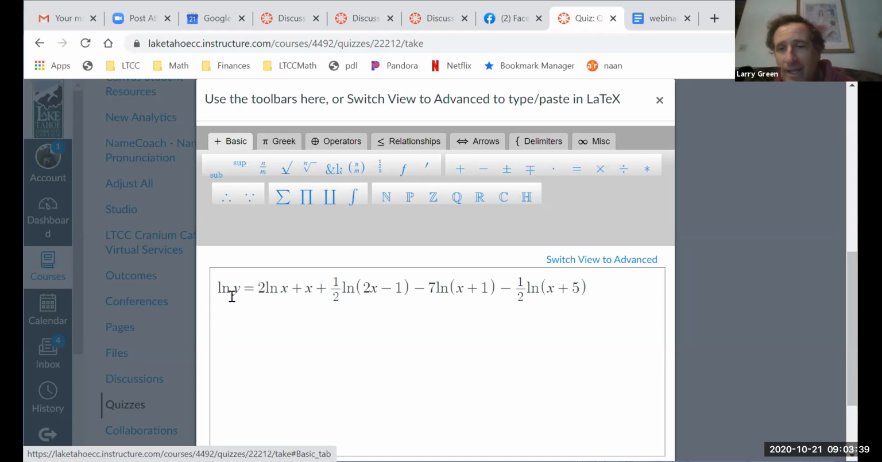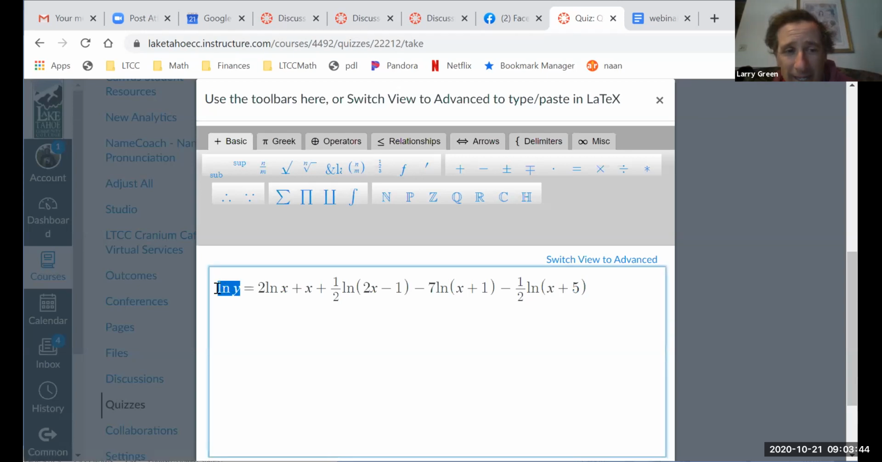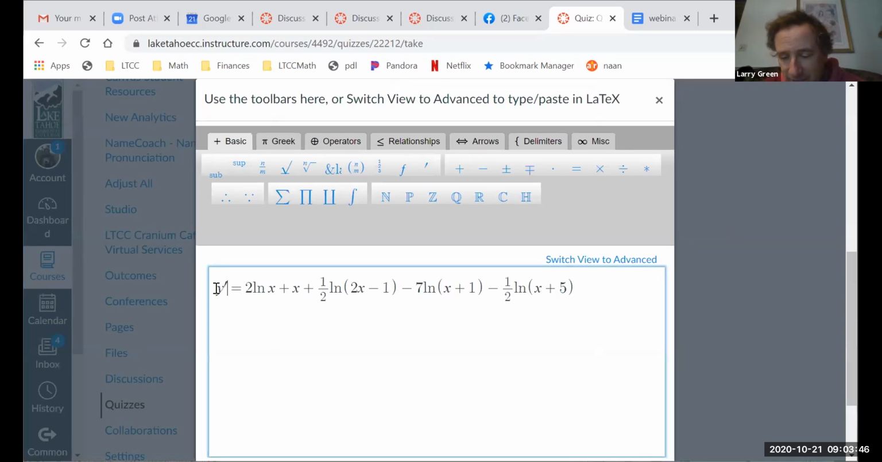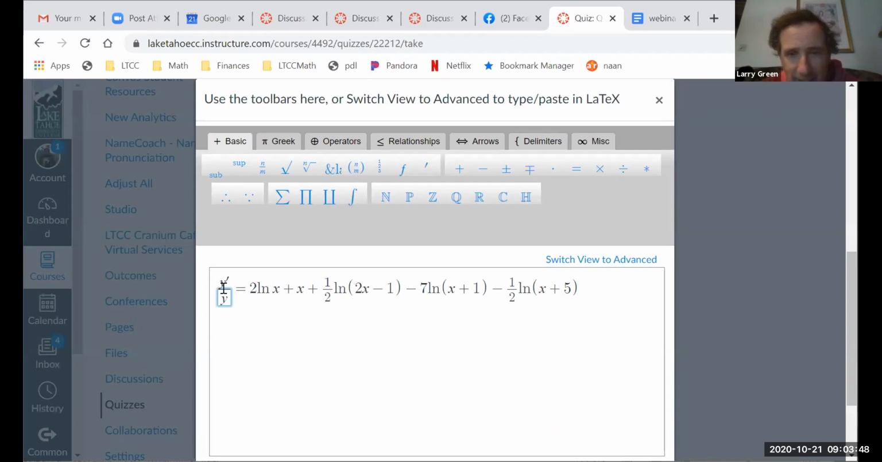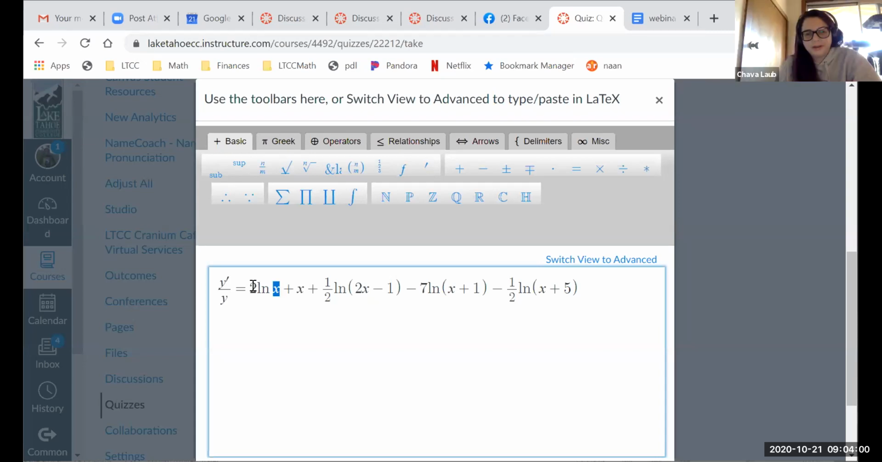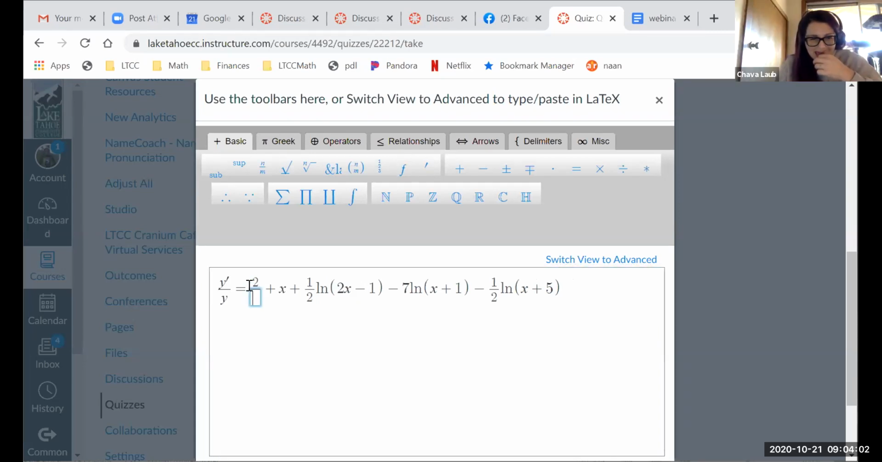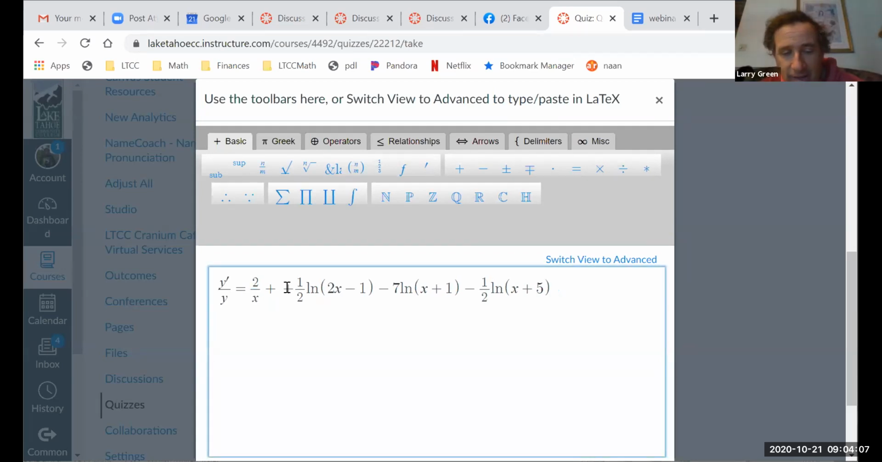Yeah, y prime over y, usually lowercase, but I'll let it happen. So it's y prime over y. And then what's the derivative of ln of x? That's 1 over x, so we can write it as 2 over x. Derivative of x, you better all know by heart. That's just 1. Now the derivative of ln of 2x, that's a chain rule.